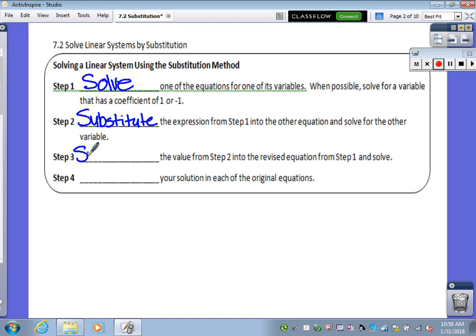Step 3 is to substitute the value from step 2 into the equation from step 1 and solve. And then finally, you're going to substitute your solution into the original equations. That's your check step from last time. The words can be kind of confusing, so we're going to look at some examples and I think it'll make sense.